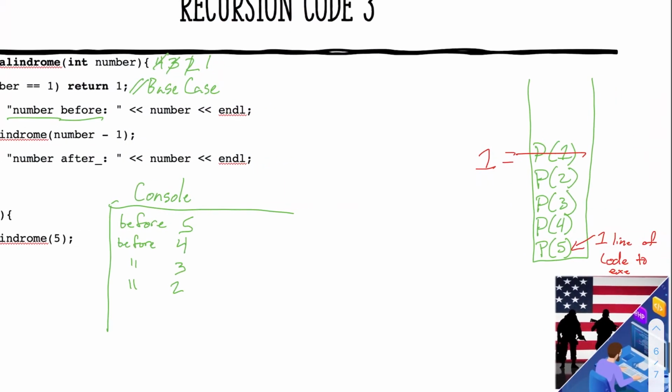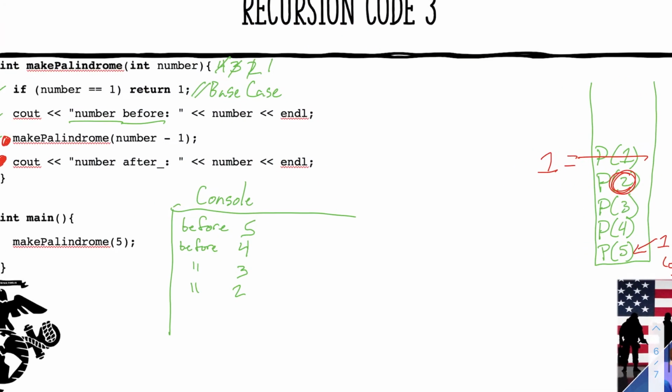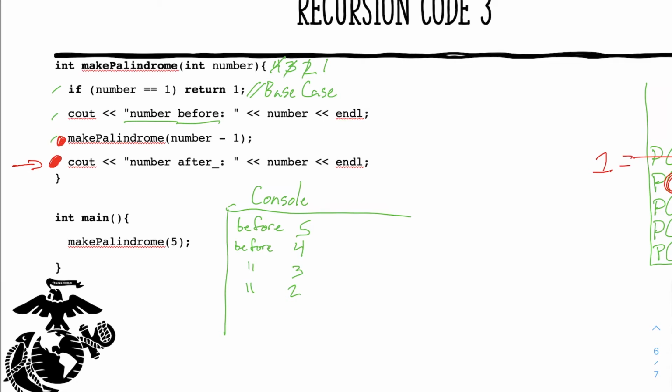So now we are back on the number equals 2, so we were referring to the number 2 function, and we have executed this line of code, this line of code, this line of code completely now. We still have to execute our last line of code. So now we have after.